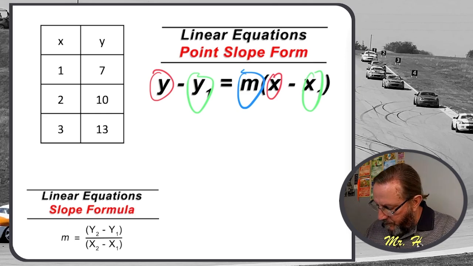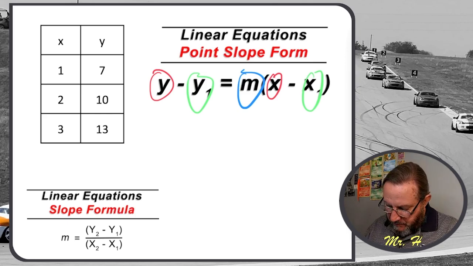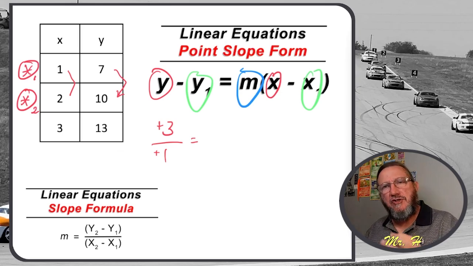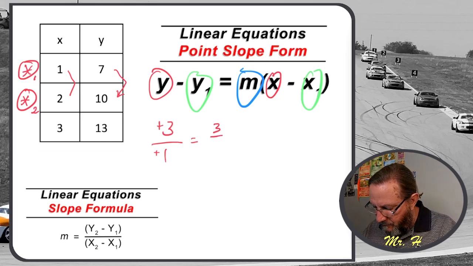I only need 2 points to figure out the slope. So I'm going to select this point here and this point here. This will be point number 1 and this will be point number 2. What is the change between 7 and 10? It's a positive 3. What does the x change from 1 to 2? That's a positive 1. So the slope, just looking at the change in y divided by the change in x, is very simply 3 over 1, which is equal to 3. That's our slope.